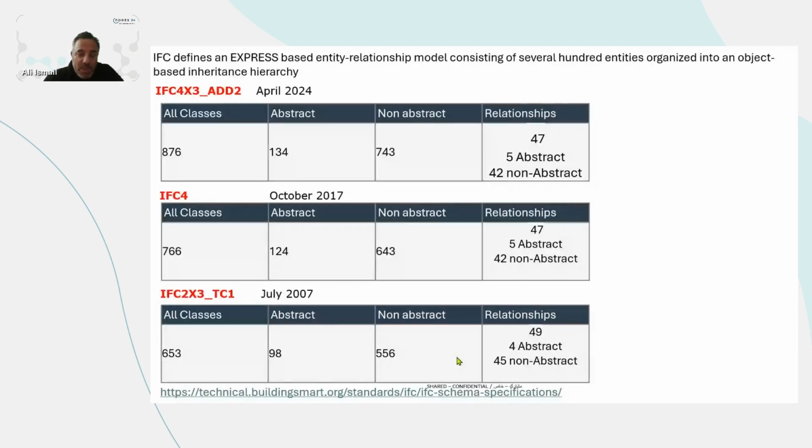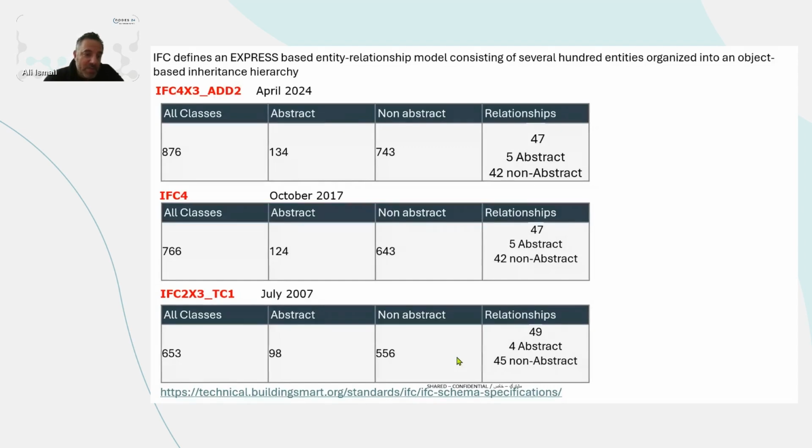If we want to understand the complexity of the IFC schema, we can refer to the 3 official releases which are available nowadays, starting with IFC 2x3 TC1, which was published in 2007 and is still commonly used. It has almost 653 classes. From these 653 classes, we have almost 100 abstract classes and about 550 non-abstract classes, which can have instances. And if we look at the relationship number, we see we have almost 50 relationships, 94.